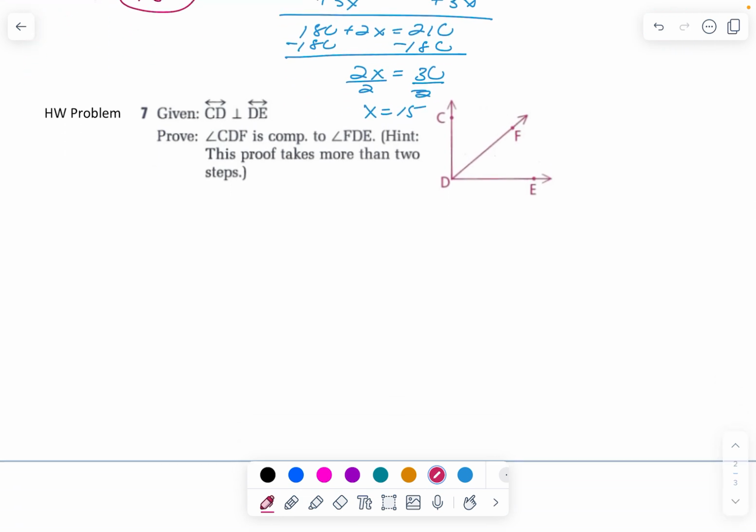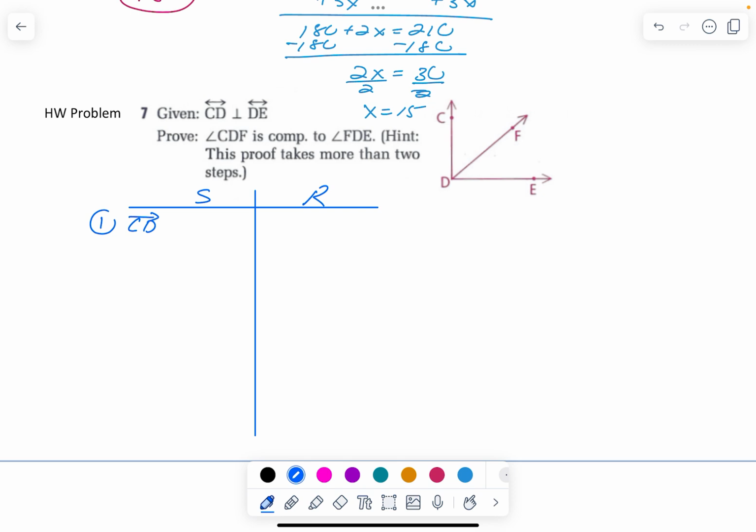Okay, so this is homework problem number 7, which you're not assigned, but it is from the book. So this says we are given CD is perpendicular to DE. Let me start making my chart here. Statements and reasons. Number 1, CD perpendicular to DE, and that is given. Now, we want to prove that CDF is complementary to FDE.